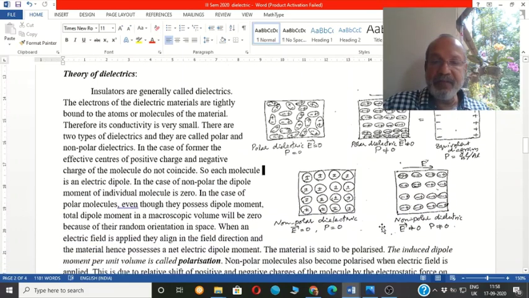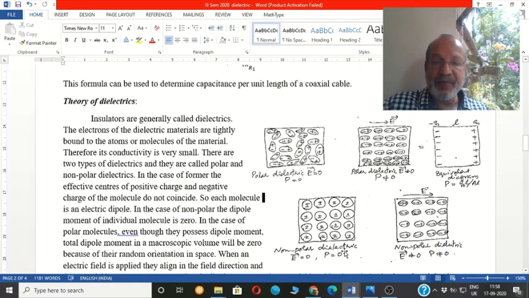And in the case of non-polar dielectrics, in the absence of any electric field, the effective center of positive charge coincides with the effective center of negative charge. That happens in the case of all the atoms. In the case of atoms, electrons are revolving around in orbits. So the effective center of negative charge will be at the nucleus, and the effective center of positive charge is also at the nucleus.